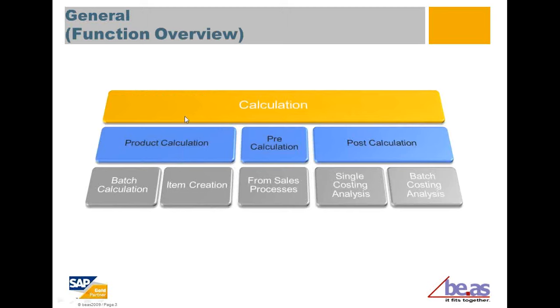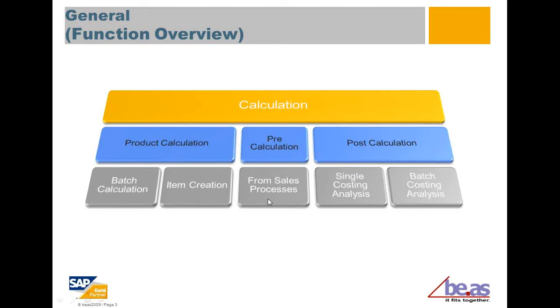In general, the function overview is that all this calculation part affects what we call product calculation. One part is, at the moment we create one item, we can have a look at the theoretical cost of the item. This is what we call calculation at the time we are creating the item. The other process is we can calculate the theoretical cost of many different items in only one process, and this is what we call a batch calculation. I will show you one example, how to set up this batch calculation, and why and where it is useful.